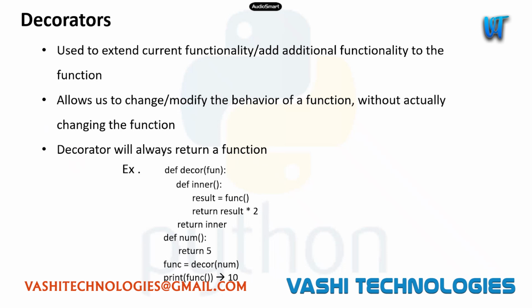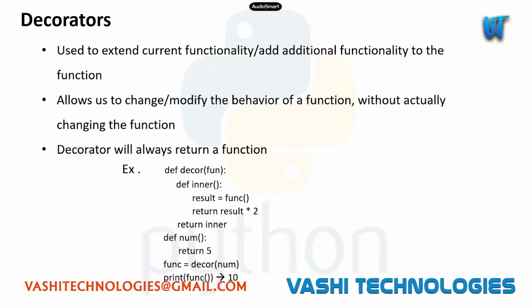Decorators will always return a function. They won't return any value. They'll always be returning a function. And you know how a function will return a function. You have already seen this concept, returning a function from a function, right?